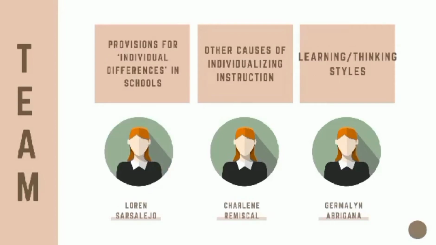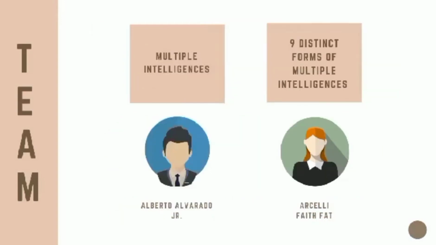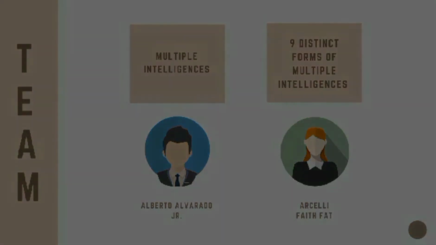Next would be Lauren Sarsalejo, who will discuss the provisions for individual differences in schools, to be followed by Charlene Remascal, who has the topic of other causes of individualizing instruction, and Jermaline Abrigana for learning and thinking styles. We also have Alberto Alvarado Jr. for multiple intelligences, and last but not the least, Arceli Faith Fat for 9 distinct forms of multiple intelligences.